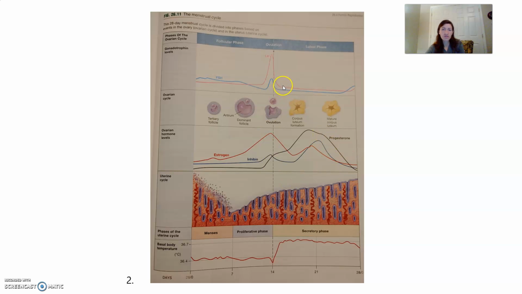So that's how all of these hormones act as feedback loops on each other, as well as the uterine cycle corresponding with the ovarian cycle, which are the driving influences for the reproductive system of the female.